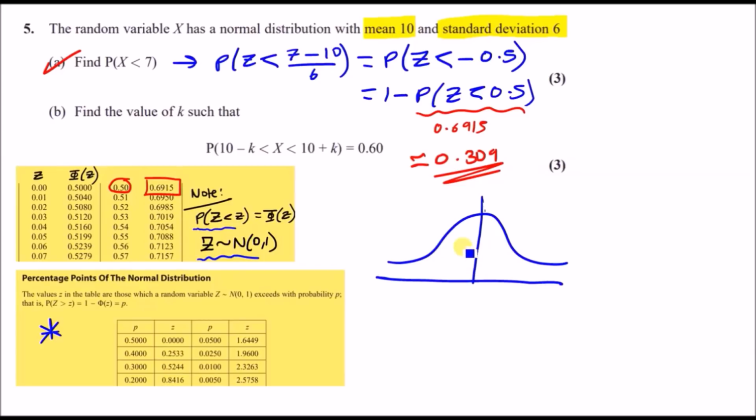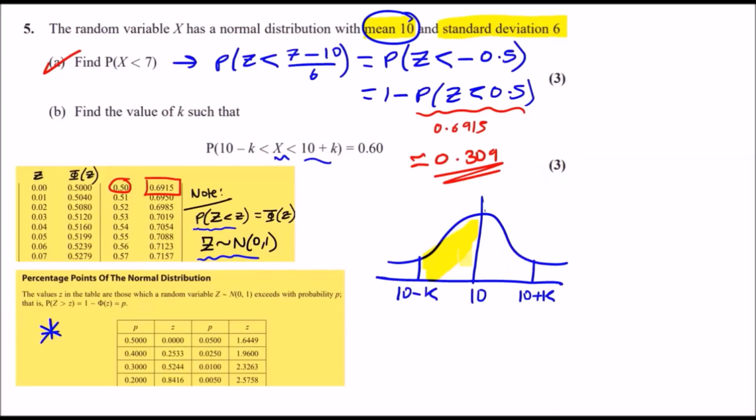And well, since we know that we're dealing with x, we know that x is normally distributed with mean 10, we can say the mean is 10 right there. And we know we're finding the probability between two values. One where we've got 10 minus k, and we also got 10 plus k. So the area of interest is here.